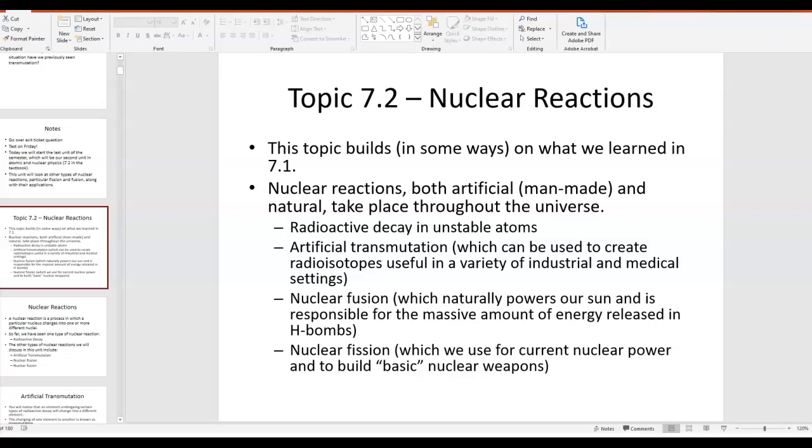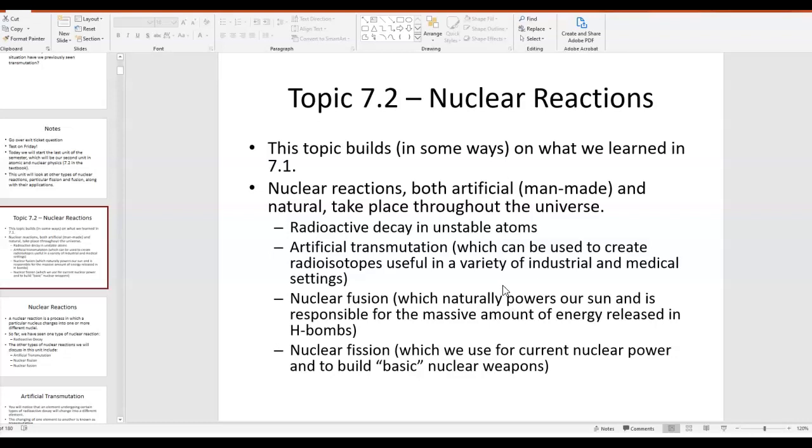Now there are other examples of nuclear reactions, and some of these you might have heard of. In this unit we're going to talk about artificial transmutation, which has some really interesting applications in the medical and industrial fields that we can talk about later. Then nuclear fusion, which naturally powers our sun. Our sun gets its energy from nuclear fusion.